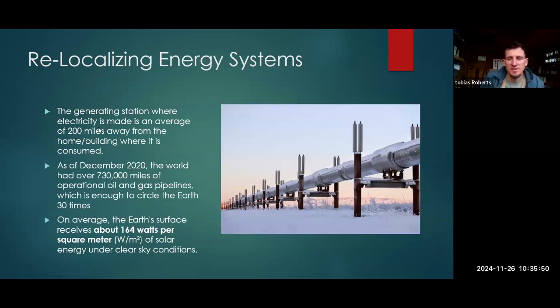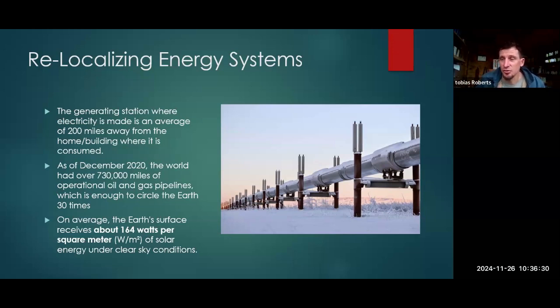Another aspect of relocalizing should focus on energy systems. Here's a few statistics about how our globalized economic or energy system works today. Around the world, the generating stations, where electricity is produced, are an average of 200 miles away from where the home or building where it's consumed. So we have these huge substations where electricity is generated and then it's transported long distances. There's a lot of interesting statistics about how much energy is wasted as it's sent across these power lines. The long distance transportation of electricity is enormously wasteful. A lot of that is simply electricity that's wasted through the wires.